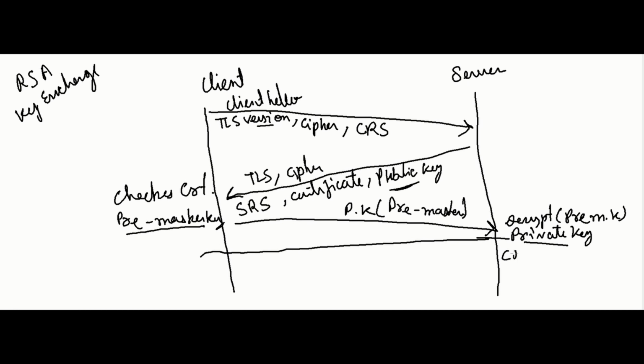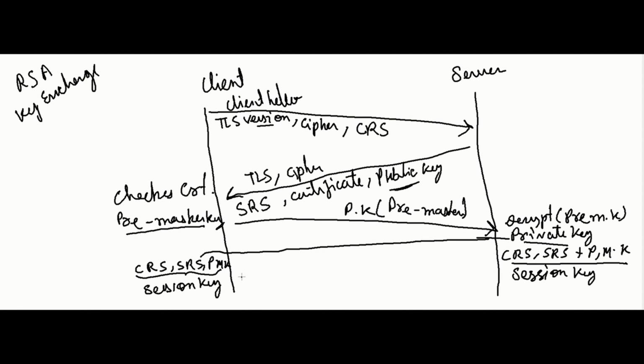Till this point in time, both the client and the server have three things. The server has the client random secret, the server random secret, and the pre-master key. So it has three things, and similarly the client also has the client random secret, the server random secret, and the pre-master key. Using these three, the client and server are going to generate a session key. Here also they are going to generate the session key. So at this point both of them have the session keys, and these are the same key since they are generated using the same inputs, that is CRS, SRS, and the pre-master key.